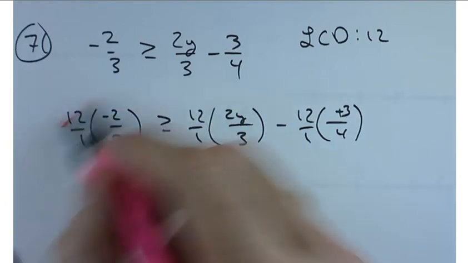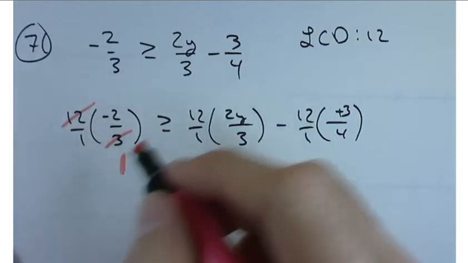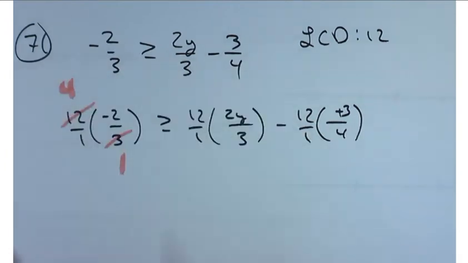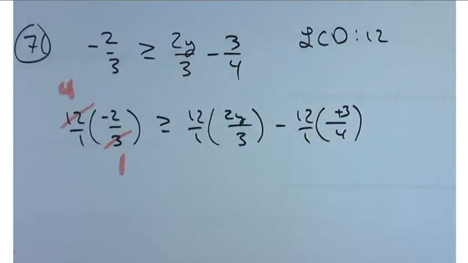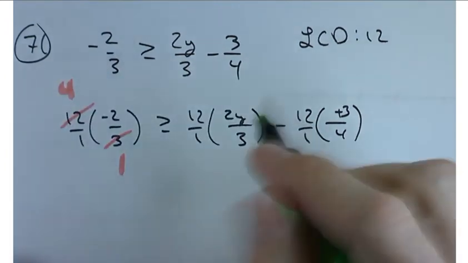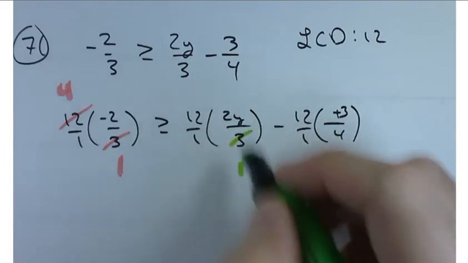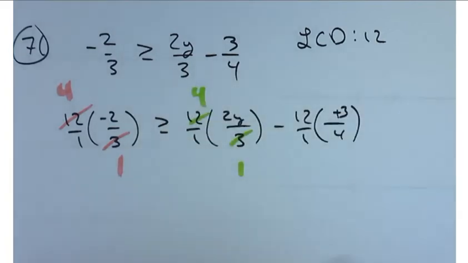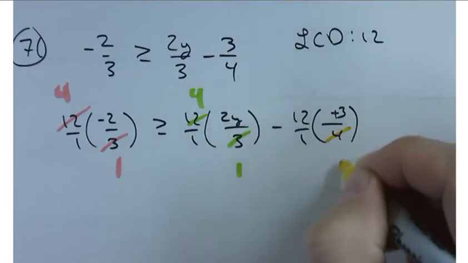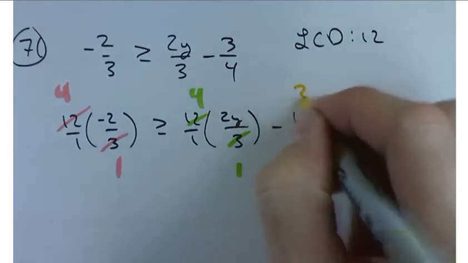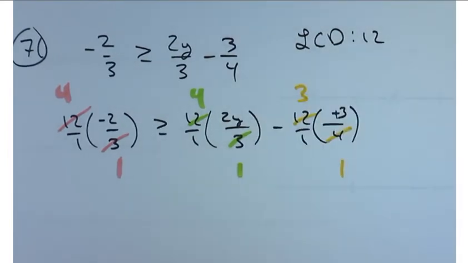So let's do that. 3 goes into 3 once. 3 goes into 12 4 times. Same thing over here. 3 goes into 3 once, into 12 4 times. And let's play that game one more time. Except this time, 4 goes into 4 once, and into 12 3 times. So we're cleaning this up.